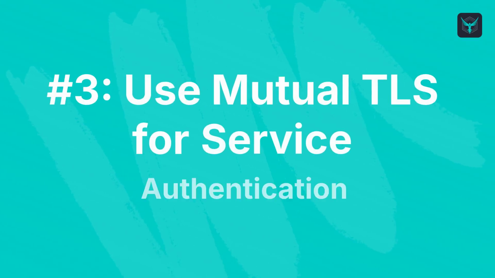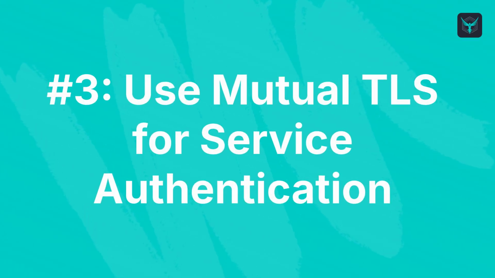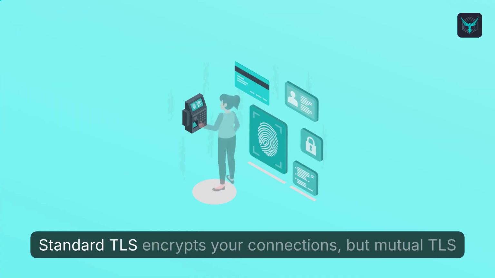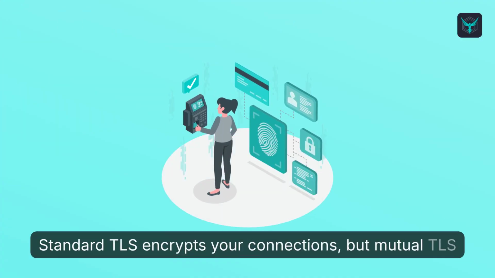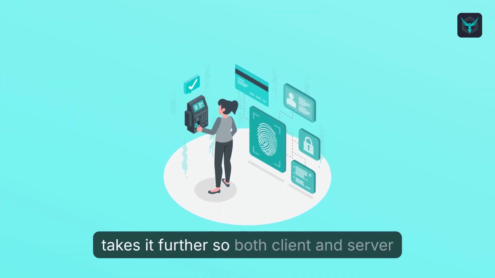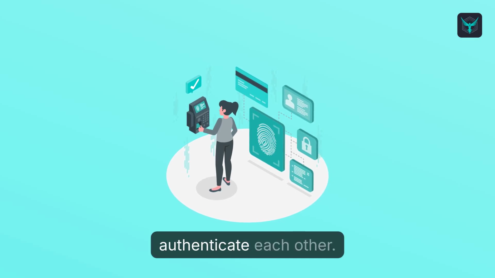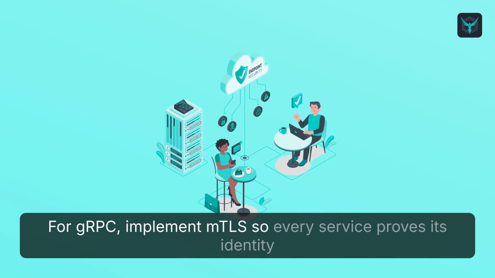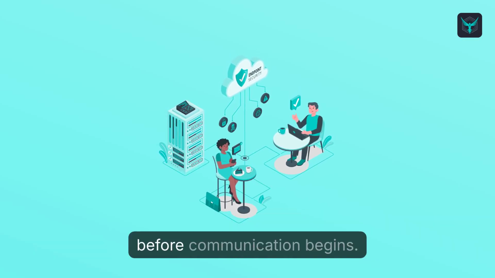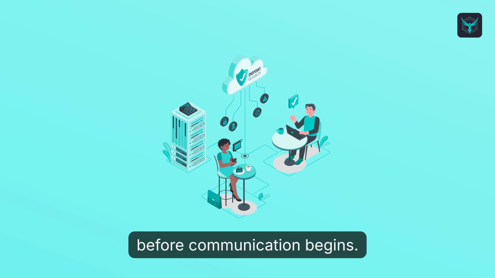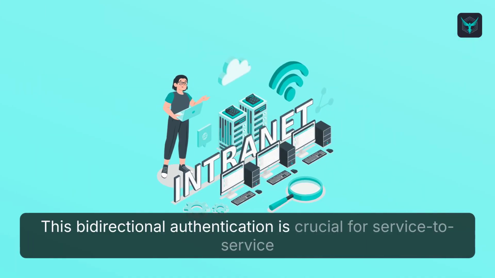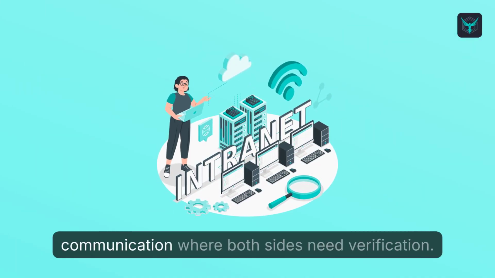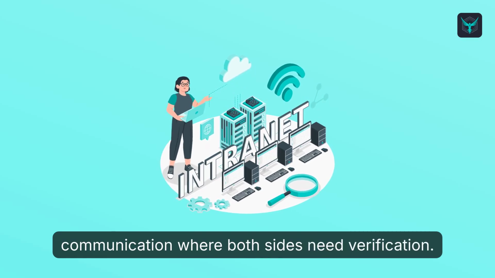Number 3. Use mutual TLS for service authentication. Standard TLS encrypts your connections, but mutual TLS takes it further, so both client and server authenticate each other. For gRPC, implement mutual TLS so every service proves its identity before communication begins. This bidirectional authentication is crucial for service-to-service communication where both sides need verification.